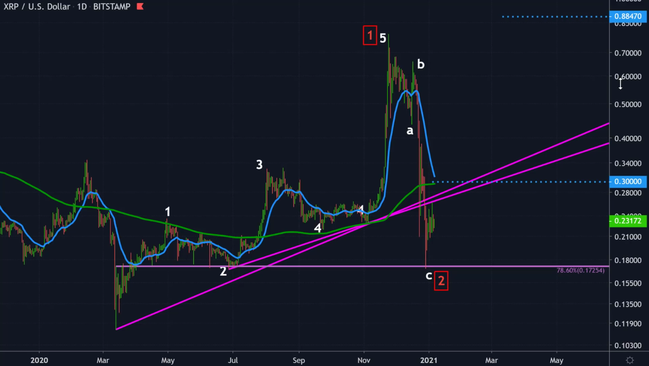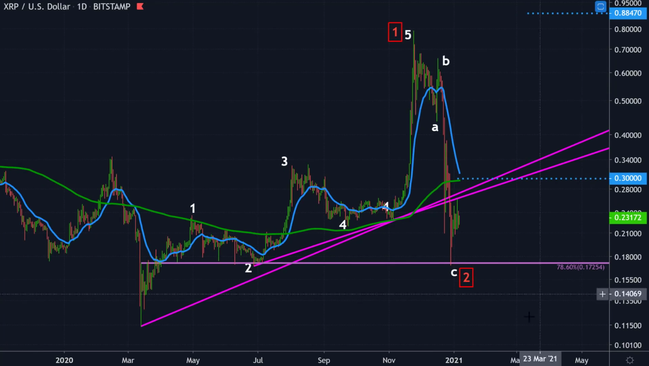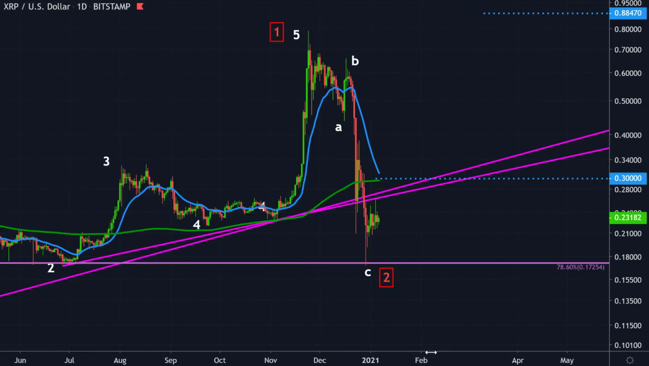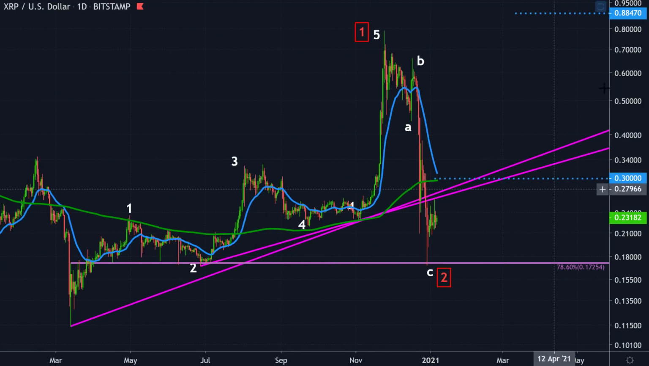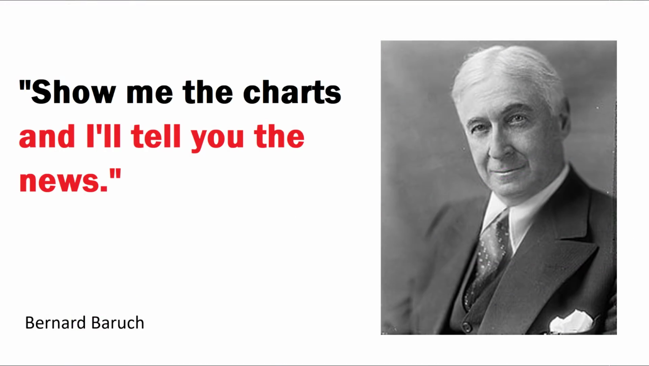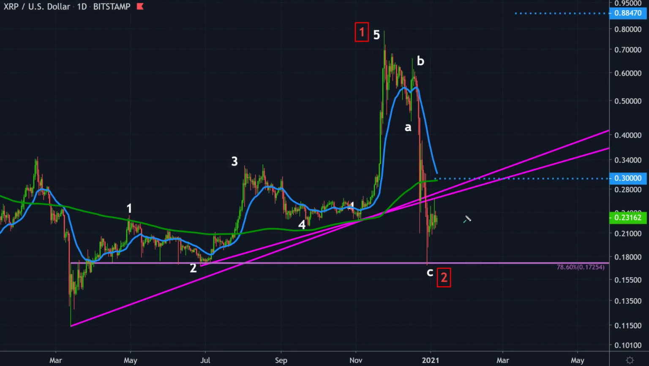Because guys, remember, it's very simple. It's not rocket science. If it's really true that XRP is going to go to zero, be worthless and get delisted, then fine. If that's true, then XRP would show it to us on the price. Price would tell us that on the charts. This is exactly why Bernard Baruch said, show me the charts and I'll tell you the news. Because if the worst case scenario is true, then price would tell us that in the next few weeks and months.